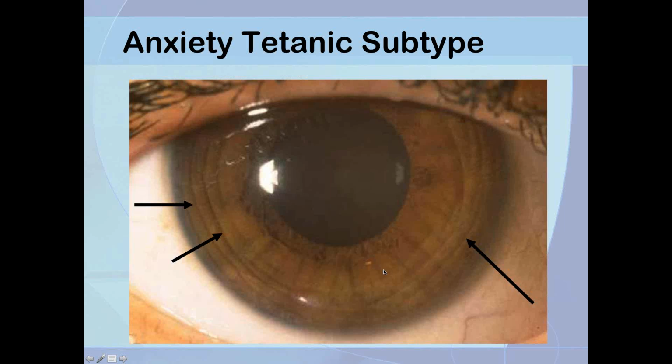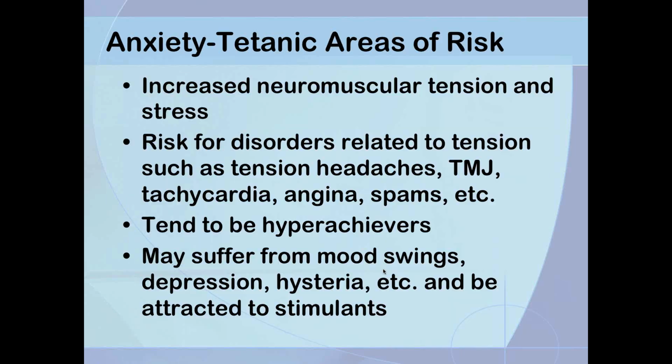These rings are signs of a tendency to a lot of neuromuscular tension. In other words, these people tend to hold a lot of tension and stress in their body, which makes them prone to disorders related to muscular tension, such as tension headaches, or TMJ, or tachycardia, or angina, or muscle spasms, or cramps.